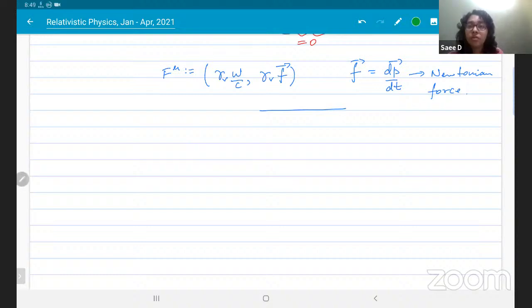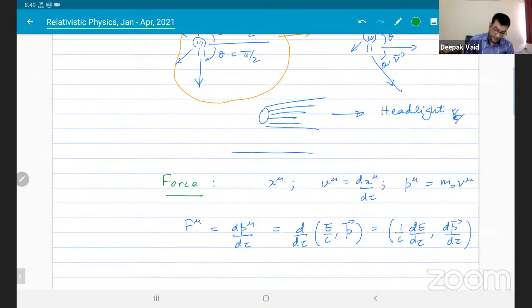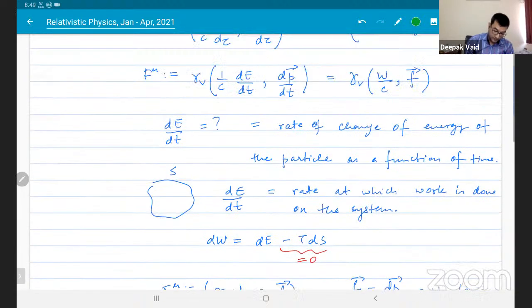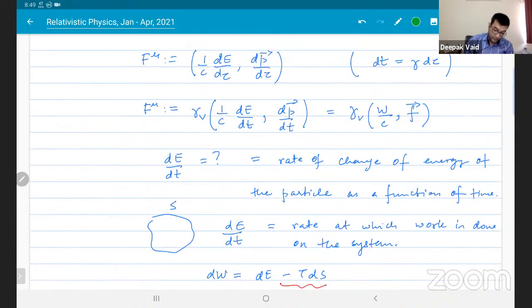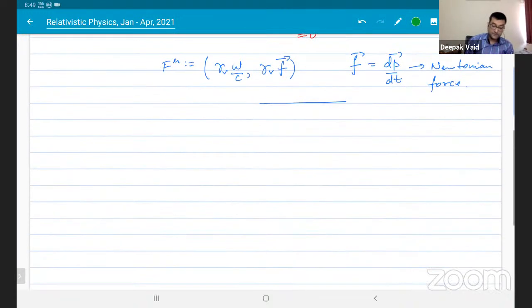Okay, so this is the yes. Shouldn't the time component have dW by dt? Well, no, because I'm defining W to be dE by dt, right? So maybe a better expression for W would be P for power. Okay. Is that fine?